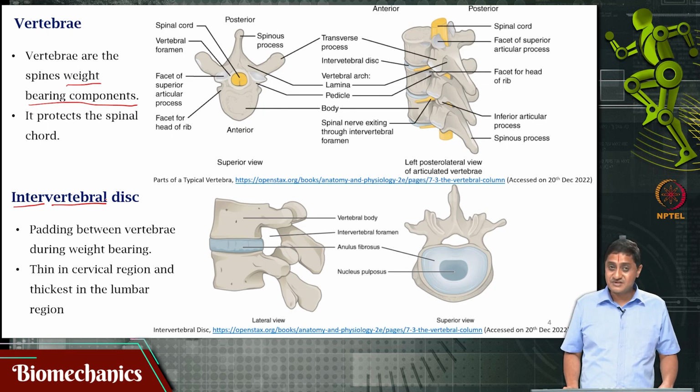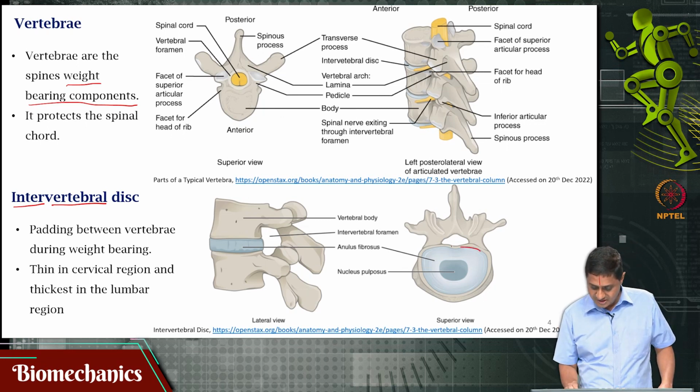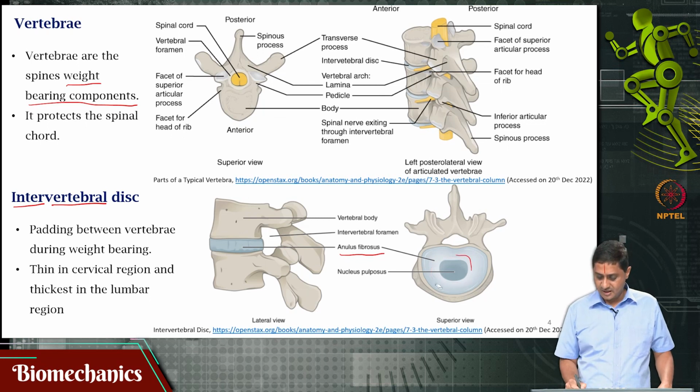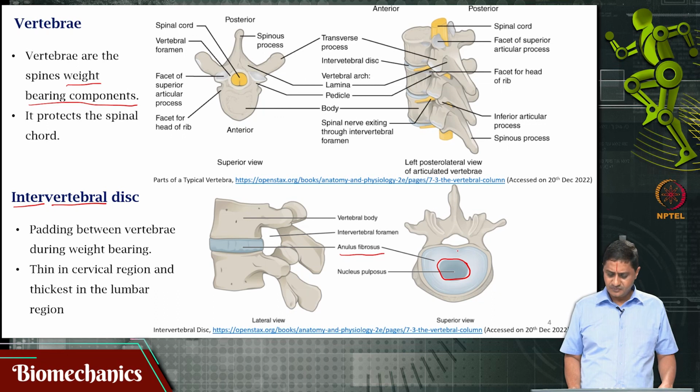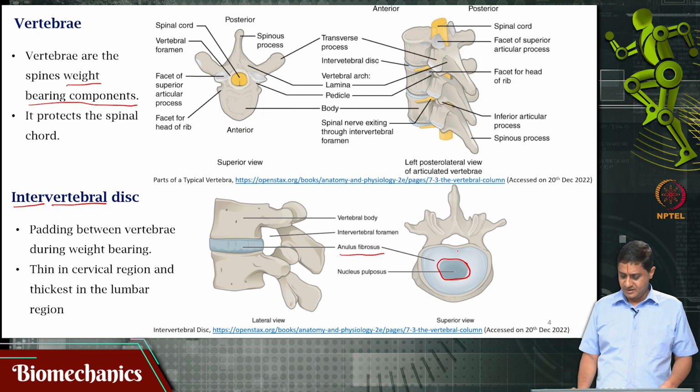So, within each intervertebral disc you have two parts. One is the annulus fibrosus, which is slightly on the periphery, more towards the outer part, called annulus fibrosus. Then at the center you have what is called the nucleus pulposus, right. This is what is found within a disc. This is the view when you are looking from the top, the superior view.